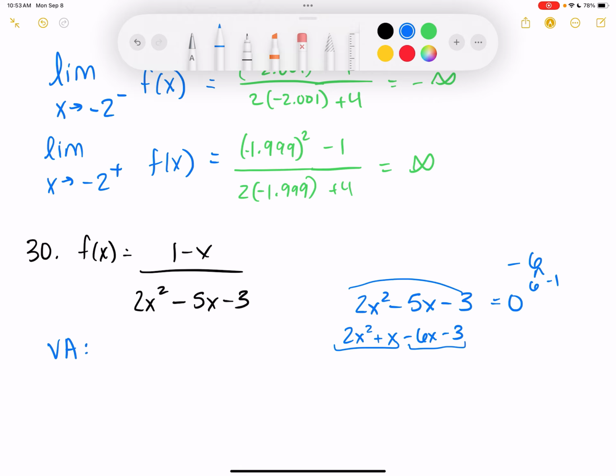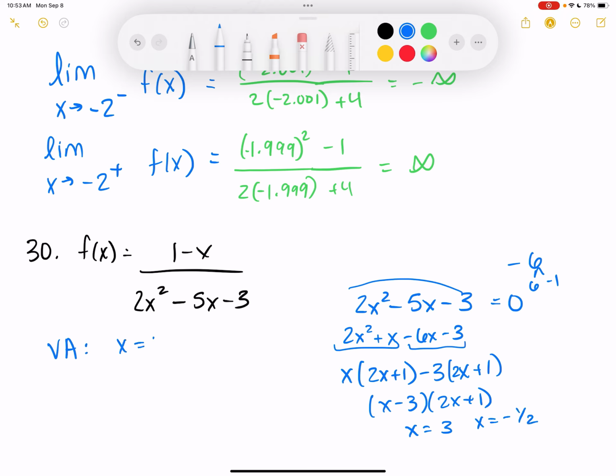Okay, so then we've got, take out an x, that gives us 2x plus 1, take out a -3, x plus 1, nope, 2x plus 1. So then I've got x minus 3 and 2x plus 1, so x equals 3 or x equals -1/2 are my two vertical asymptotes. So in this case, I'm going to have 4 limits now because I have to have from the right and left of each one.